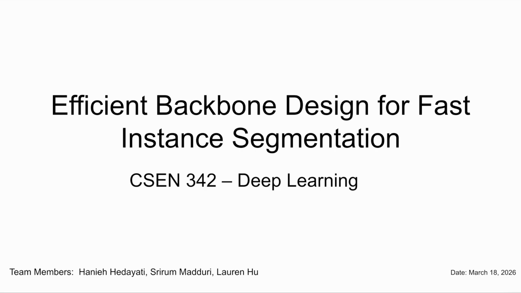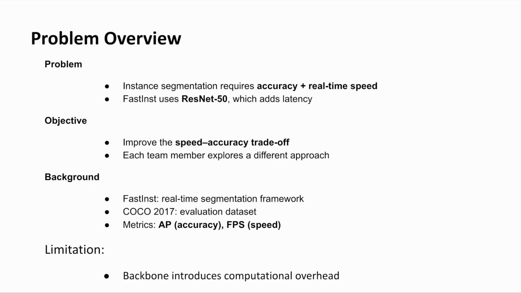Efficient backbone design for fast instance segmentation. Problem overview. Instance segmentation requires both lightweight accuracy and real-time speed. However, FastInst uses a ResNet 50 backbone, which adds latency. So our goal is to improve the trade-off between speed and accuracy.